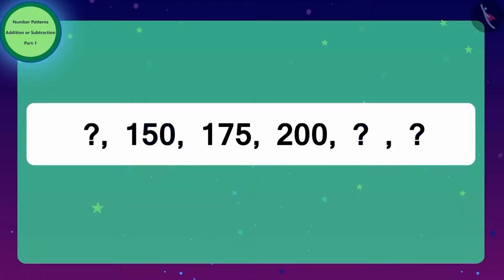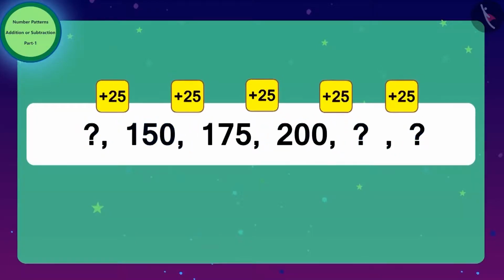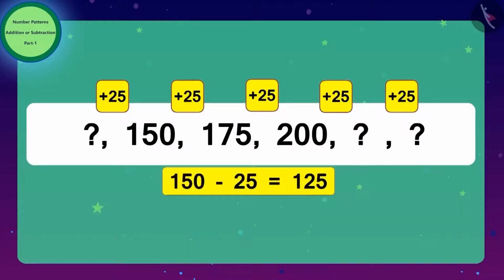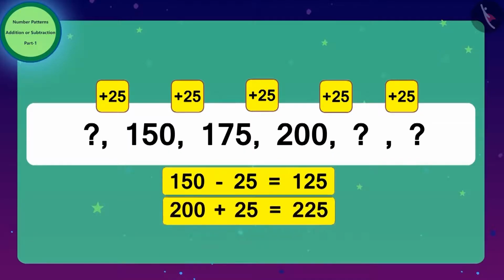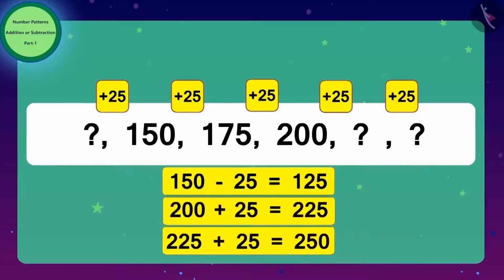Here, to get the next number, we will have to add 25 to the previous number. Similarly, to get the first number, 25 has to be subtracted from the second number. Once you understand the pattern, then you can easily write the next number to complete the pattern. Like this, we can complete this pattern.